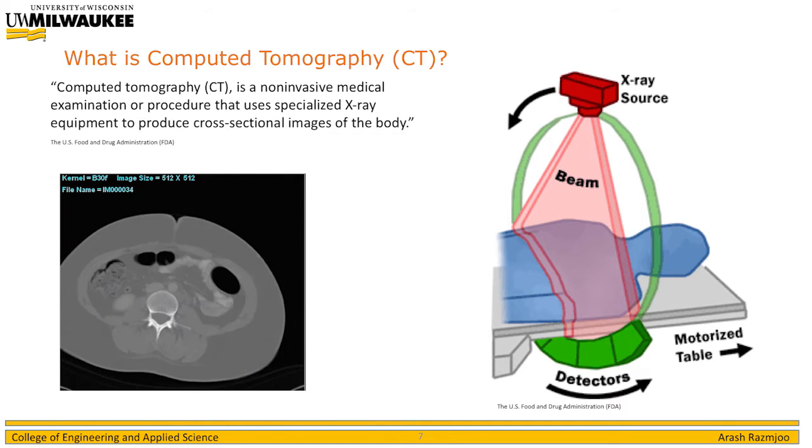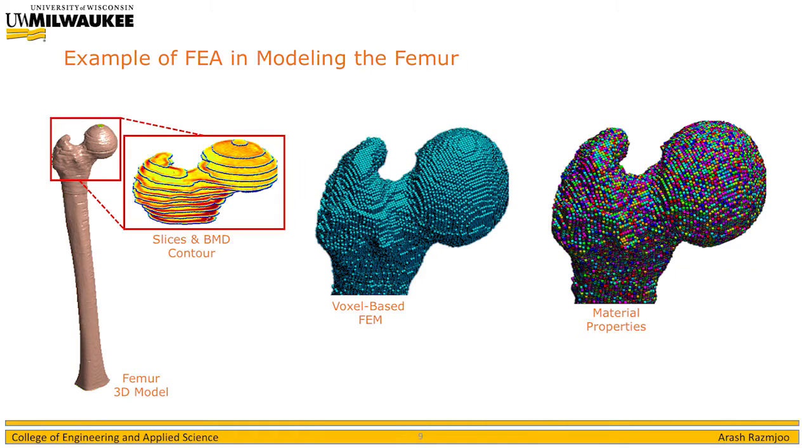Now, here are a few applications of FEA in biomechanics. It shows the femur modeling after using CT imaging techniques. We have the slice by slice X-ray images of the head of the femur. And then we applied discretization steps in the finite element method. And after that, here is the discretized model.